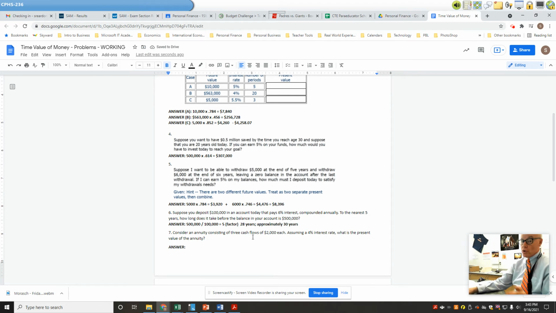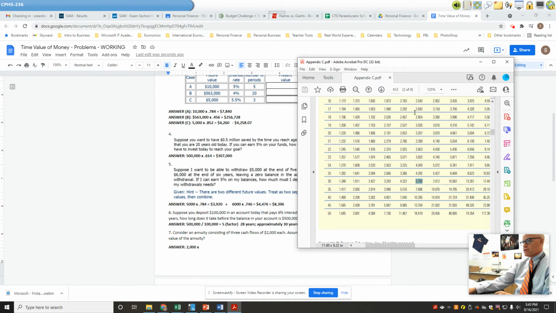Consider an annuity. An annuity means we're putting something in every year, consisting of 3 cash flows of 2,000 each. Okay, that sounds like 3 years to me. So we got 2,000 times 4% interest rate. What is the present value of the annuity? So in today's dollars, given we're going to be putting in 2,000, what is that worth? Like, what if we were to do a lump sum today, what's the equivalent of that? If we're going to put 2,000 in for 3 straight years at 4%. I hope I explained that okay.